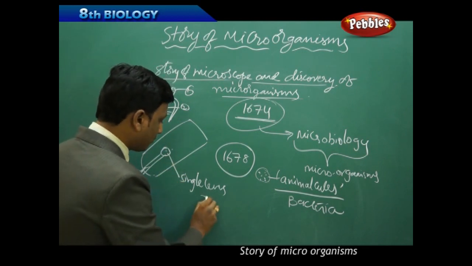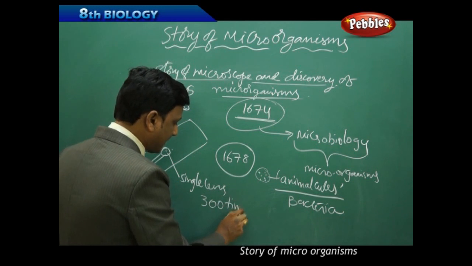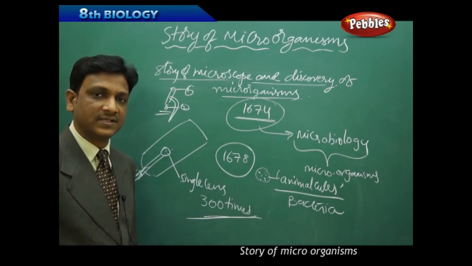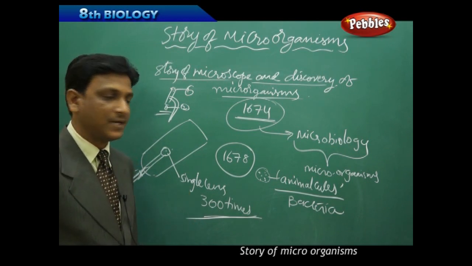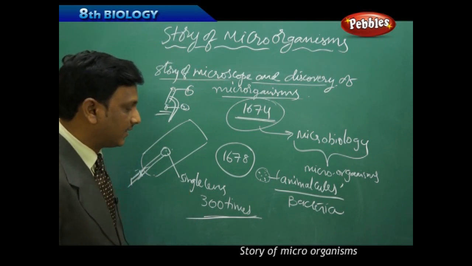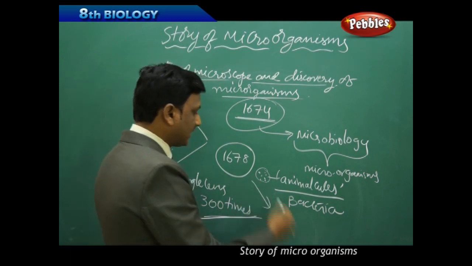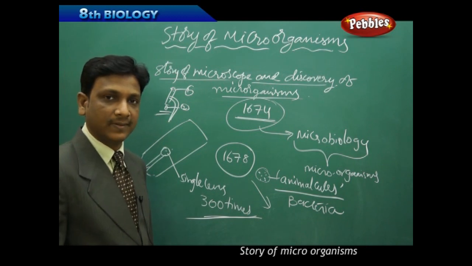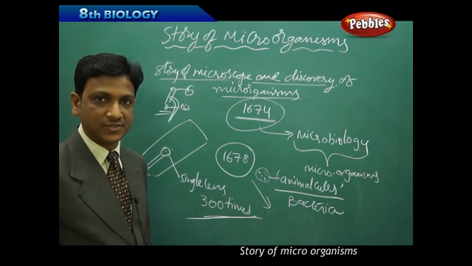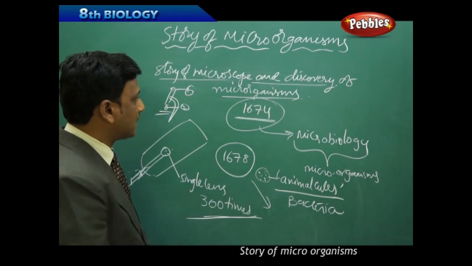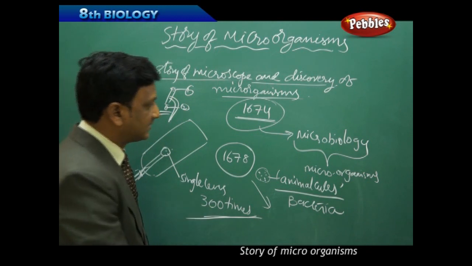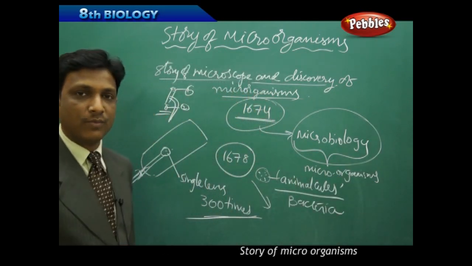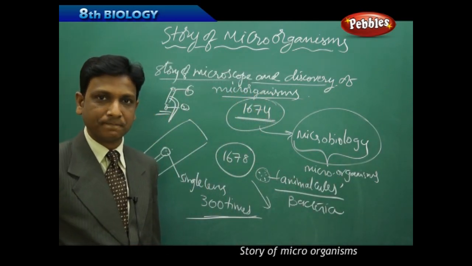Even though it is powerful, which could magnify up to 300 times, it could magnify the object which it is placed. So that was the power of the microscope made by Antony van Leeuwenhoek. Later, whatever organisms were observed by Antony van Leeuwenhoek were named differently according to their features. So that was the contribution done by Antony van Leeuwenhoek, and that was the beginning of microbiology.